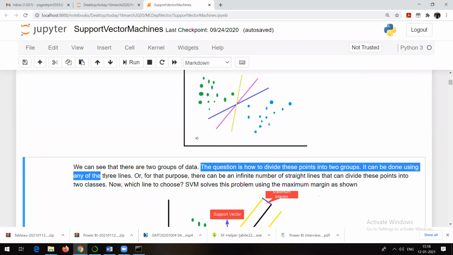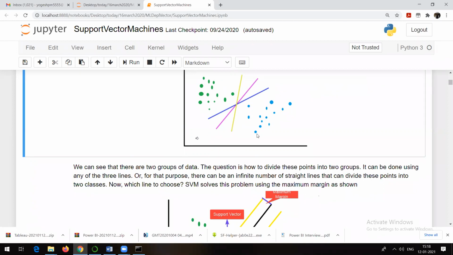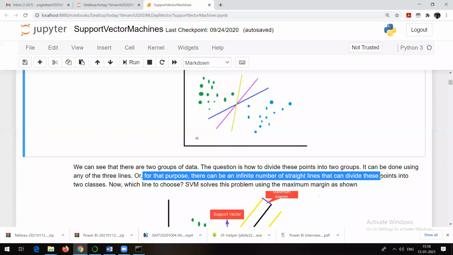It can be done using any of the three lines. As I told you, it's not that only three lines are possible. Obviously, there are more than three lines possible. Infinite number of lines are possible, right? But we need to find out the best one. For that purpose, there can be an infinite number of straight lines that can divide data points into two classes. That's what I was talking about. Now, which line to choose?